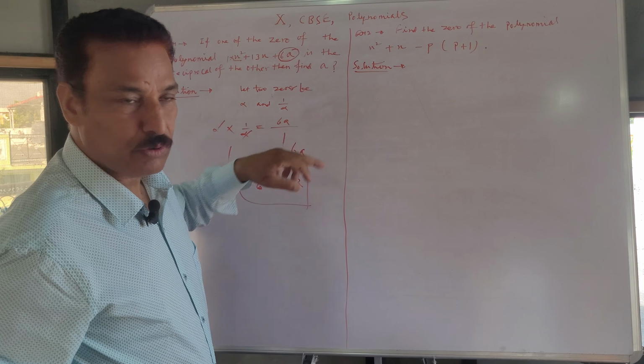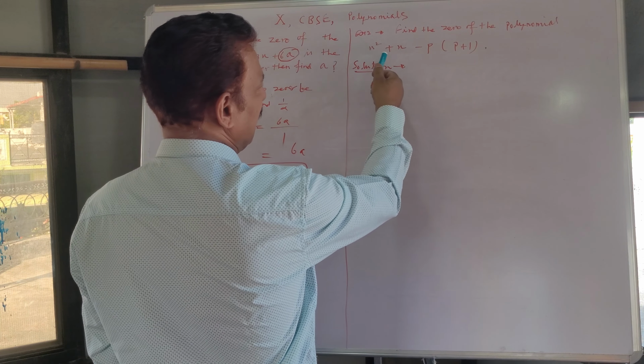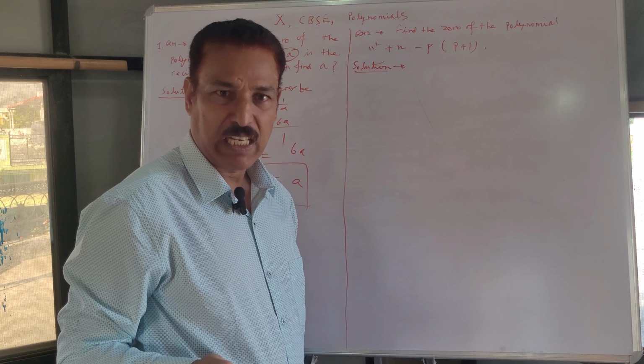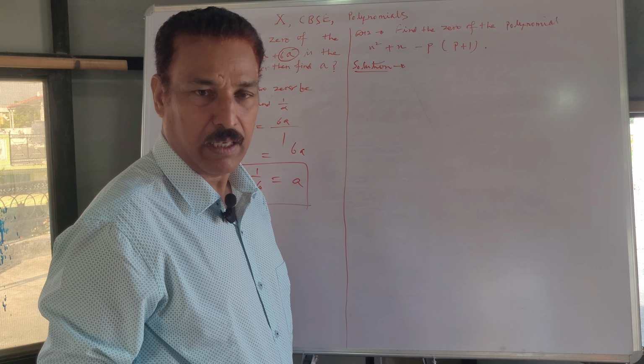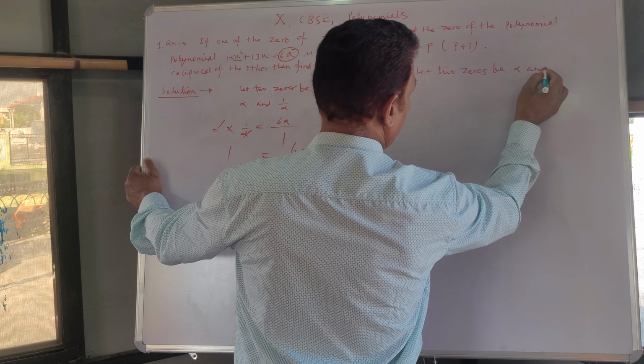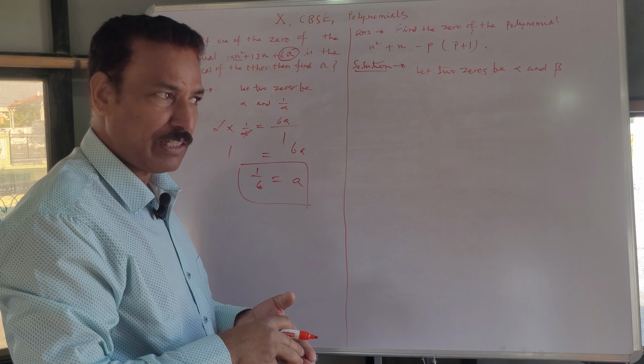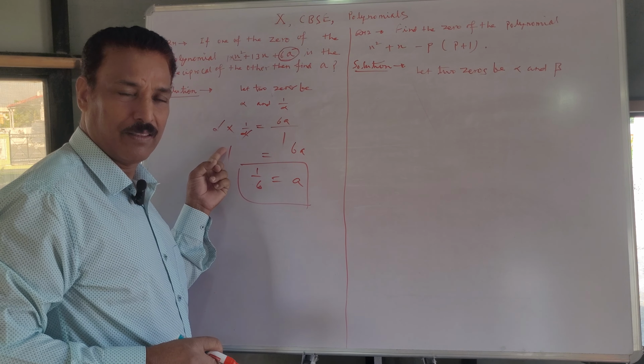Now I am going to take up the second question from the polynomials. Find the zeros of the polynomial x square plus x minus p plus 1. Since it is a quadratic equation, it has two zeros, that means two factors. Let the two zeros be alpha and beta. Here it was a different case. One is the reciprocal of the other, so we took advantage of the given condition.